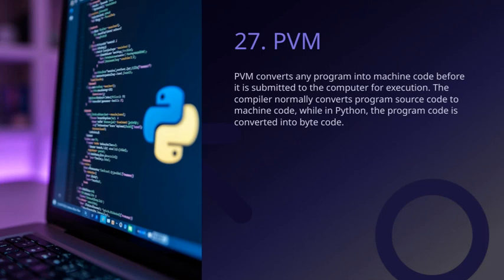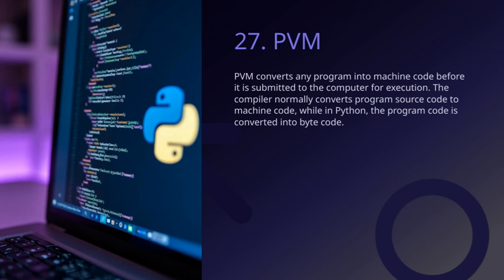Now let's talk about the PVM, or Python virtual machine. Essentially, it converts any program into machine code before the computer actually executes it. This step is crucial because it allows Python to be flexible and platform independent. Typically, a compiler takes your source code and translates it directly into machine code that your computer's processor can understand. But in Python's case, instead of direct compilation, the code is first converted into bytecode. This bytecode acts as an intermediate, which the PVM then interprets or executes. This process helps Python maintain its high level of portability and ease of use.